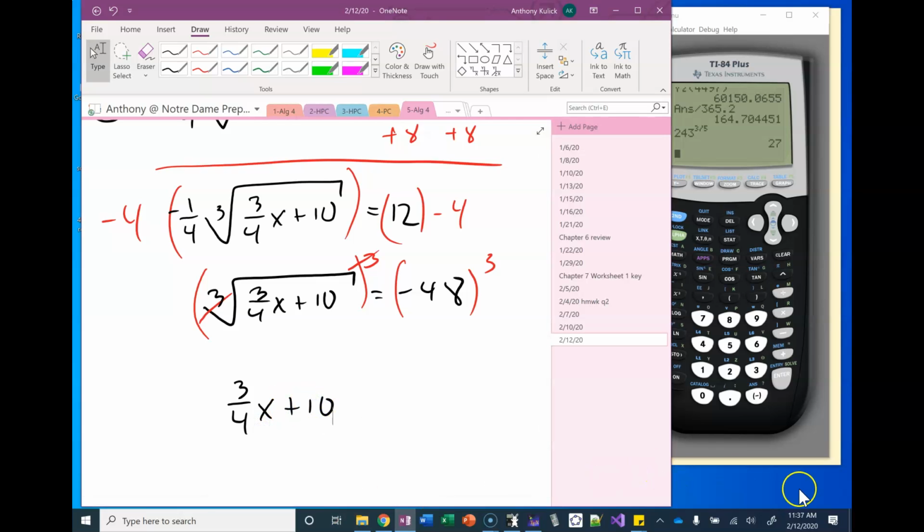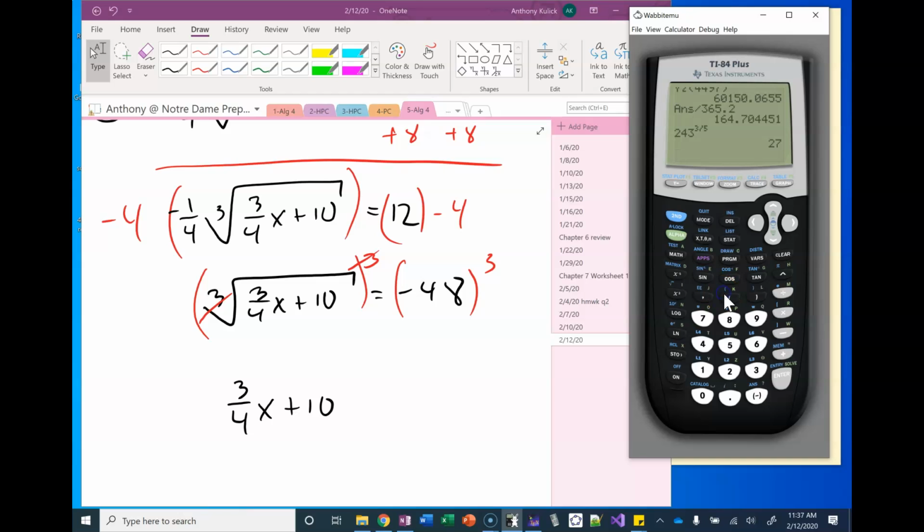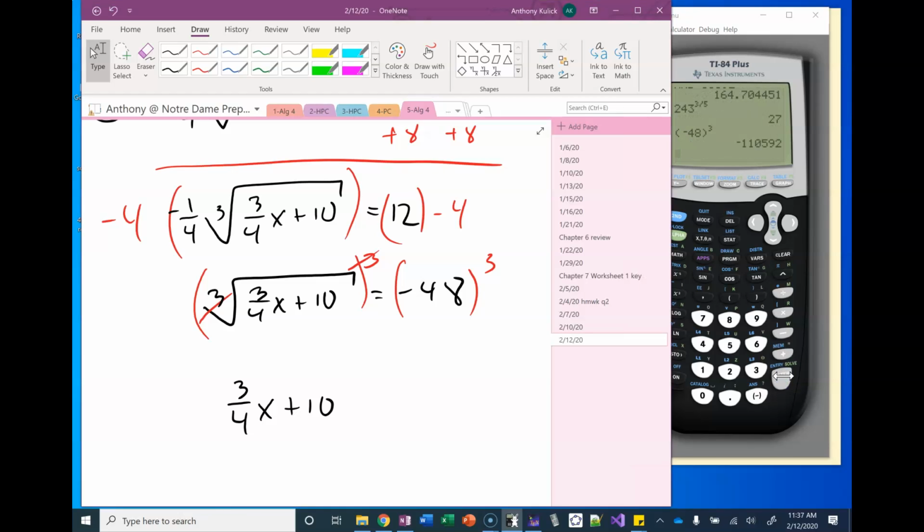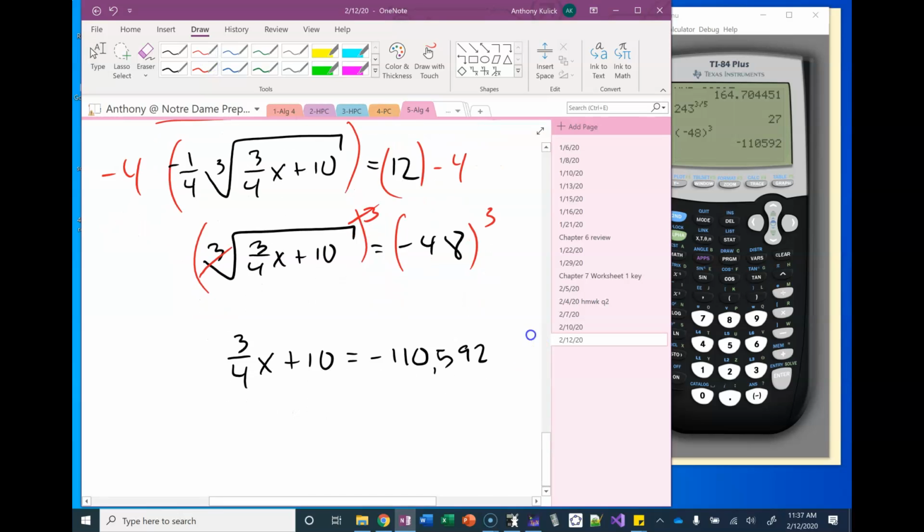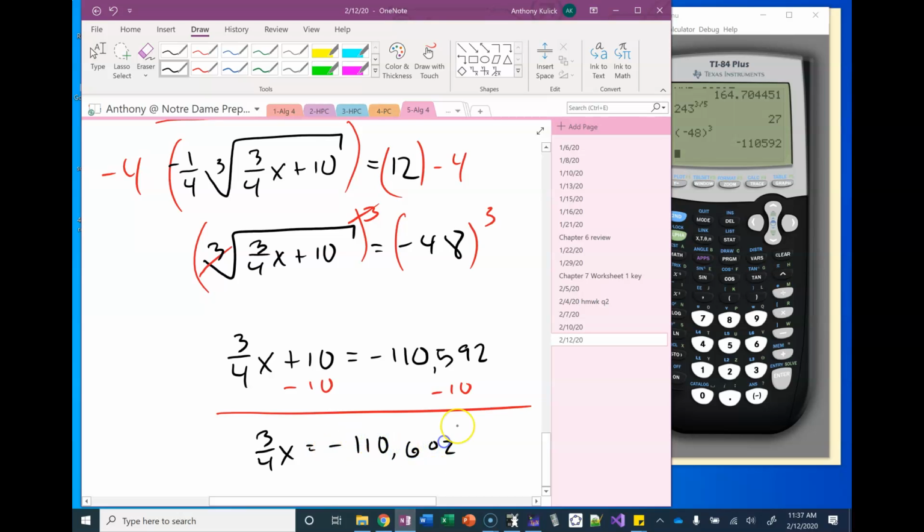And then if I do negative 48 to the third, I get 110,592, excuse me. Everybody okay there? Okay, now what? Not add, subtract, right? So that's going to give me negative 110,602.